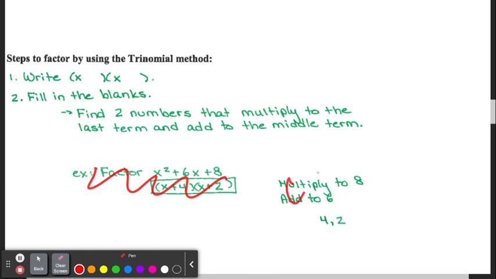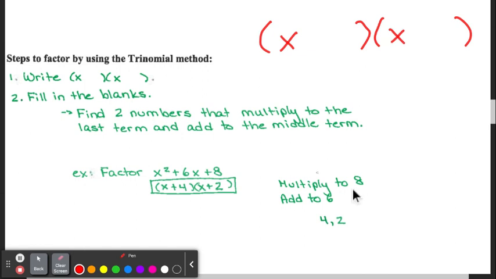Step 1, we have to write two parentheses. When we did difference of perfect squares, we did the plus and the minus. We're not going to do that this time. We are just going to write our two parentheses, and instead of a plus and a minus, we're going to put X's. We don't know what those signs are, and that's what makes this so tricky. Now, here we just have two blanks, here and here.